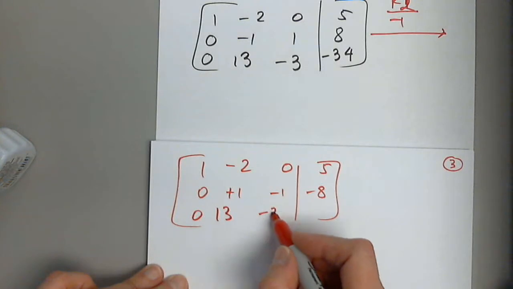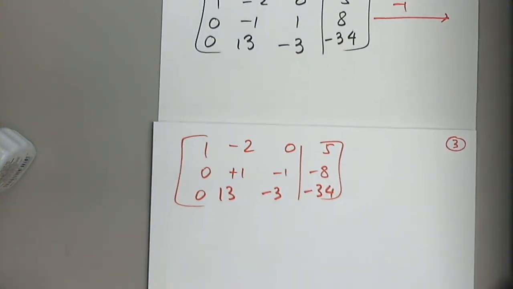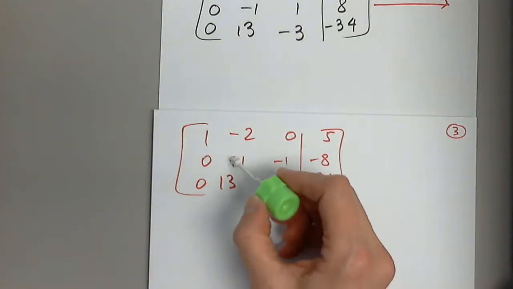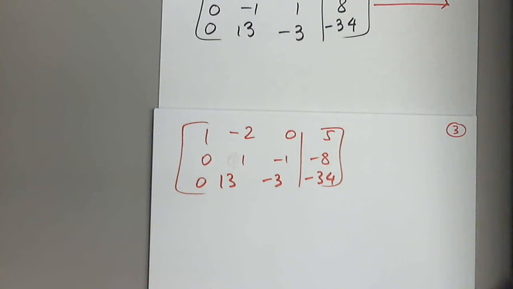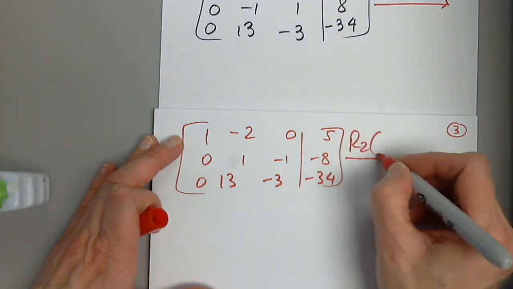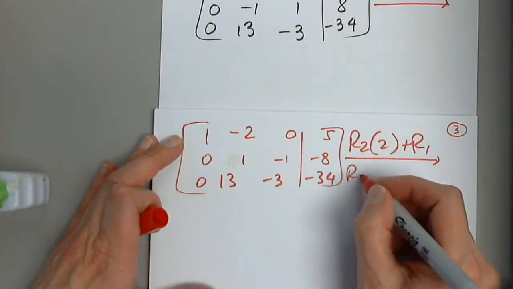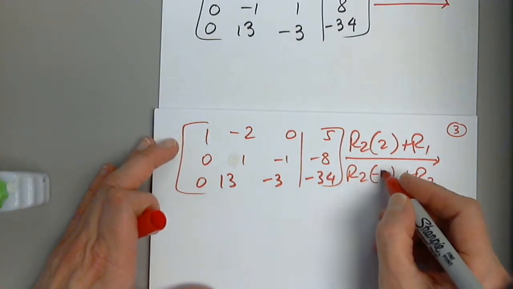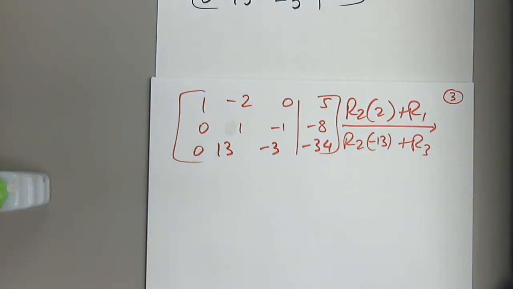0, 13, -3, -34. Which row do I have to use now? 2. Yes. Have to use row 2, and what do I need to multiply to eliminate something in row 1? 2. What do I multiply row 2 by to eliminate something in row 3? 13. Awesome. So see, once you see it, you can go back.